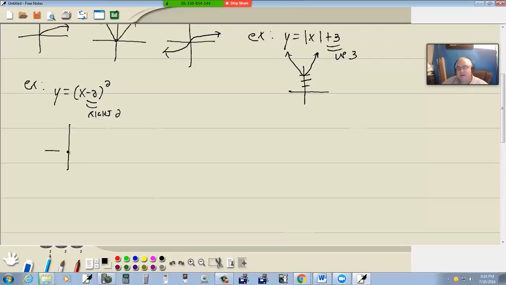Now it still looks like our U-shaped graph. I'm just shifting the entire graph right 2 units, and that would be our graph. The idea of the shifts is that you can very quickly come up with the graph without picking up a graphing calculator. That's a true benefit in terms of college algebra.